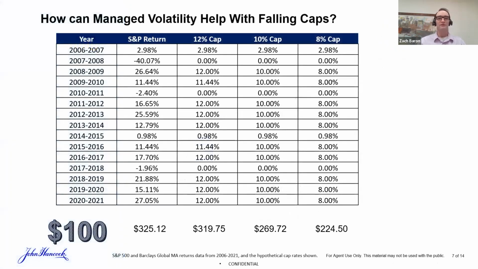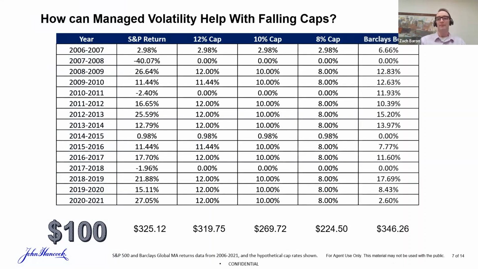So again, how does managed volatility help with these caps? Now we don't have this downward pressure where options costs are putting pressure on caps and driving that return down. If we compare our Barclays bonus account, which is based on the Barclays index, and compare that $100 invested over the same period of time, we go back almost exactly to that 12% cap growth potential.